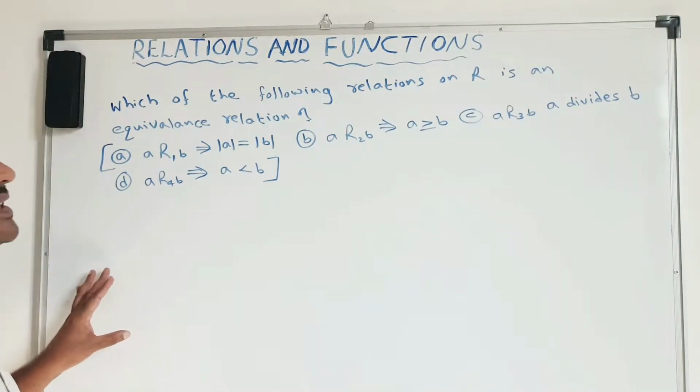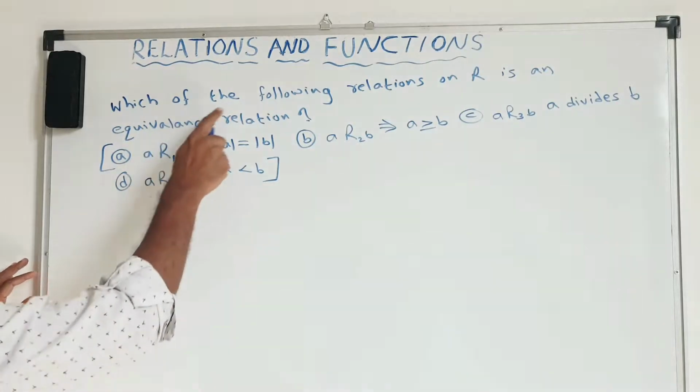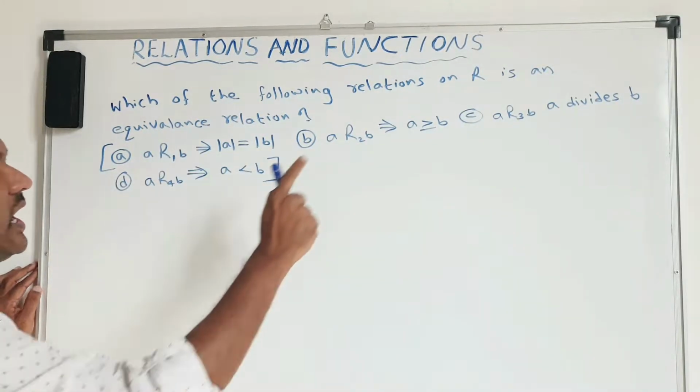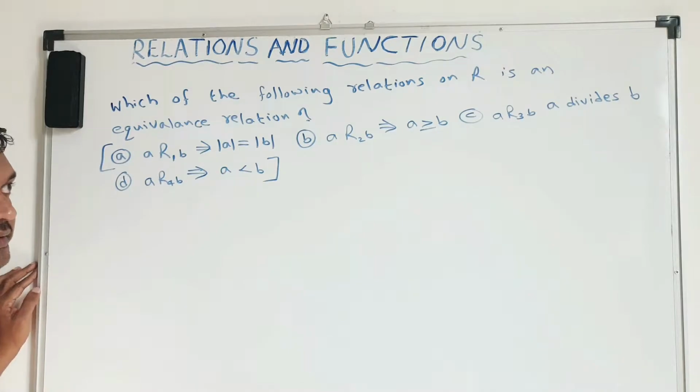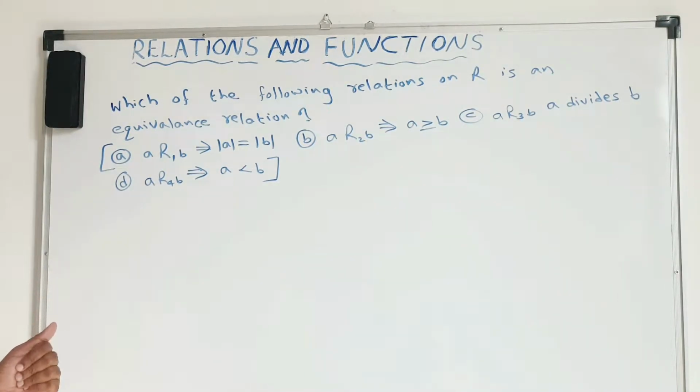Now moving to next MCQ question. Which of the following relations on R is an equivalence relation? What does an equivalence relation mean? It should be a reflexive relation, symmetric relation and transitive relation. If all these three conditions are satisfied, that relation we can call an equivalence relation.